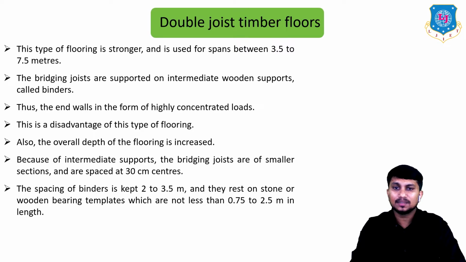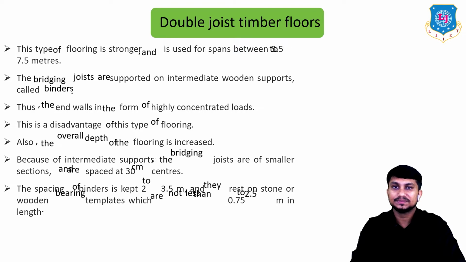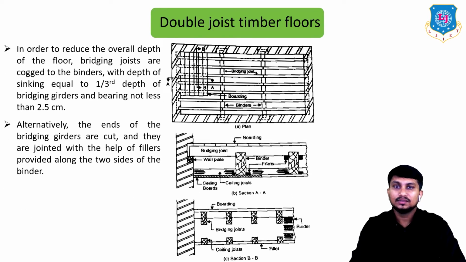Because of intermediate supports, the bridging joists are of smaller sections and are spaced at 30 centimeters center to center. The spacing of binders is kept 2 to 3.5 meter and they rest on stone or wooden bearing templates which are not less than 0.75 to 2.5 meter in length. This is how the plan and section of double joist timber floor looks like.